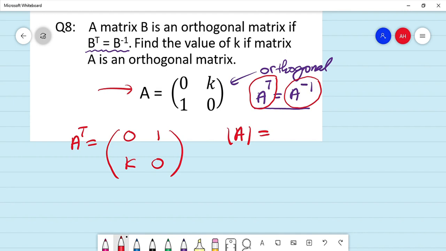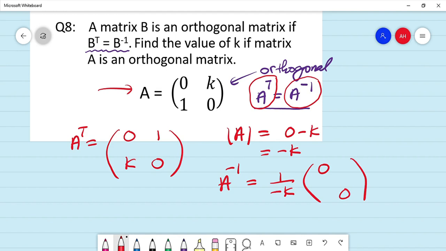Now to find the inverse of matrix A, first let's find the determinant of A. The determinant of A is equal to 0 times 0 is 0, minus k times 1 is k. So the determinant of matrix A is equal to negative k. To find the inverse of A, it is 1 over the determinant, that is 1 over negative k, multiplied by the adjugate. The 0 and 0 stay the same, because even if we change the position, they are still 0. Now k and 1, we have to multiply by negative 1, becoming negative k on this side and negative 1 there.